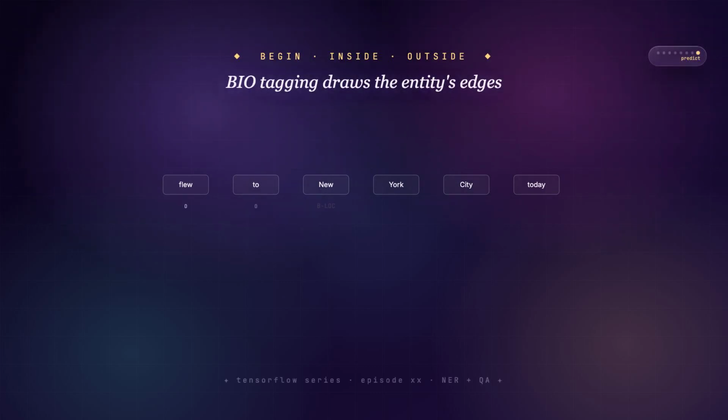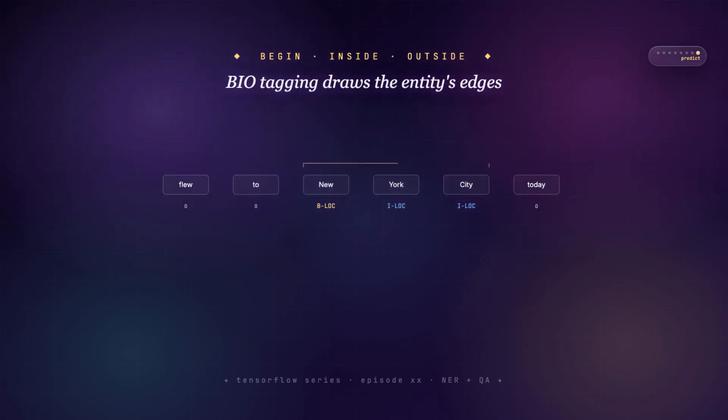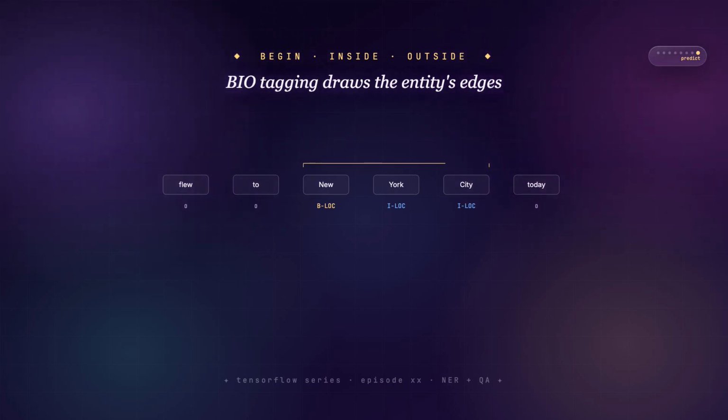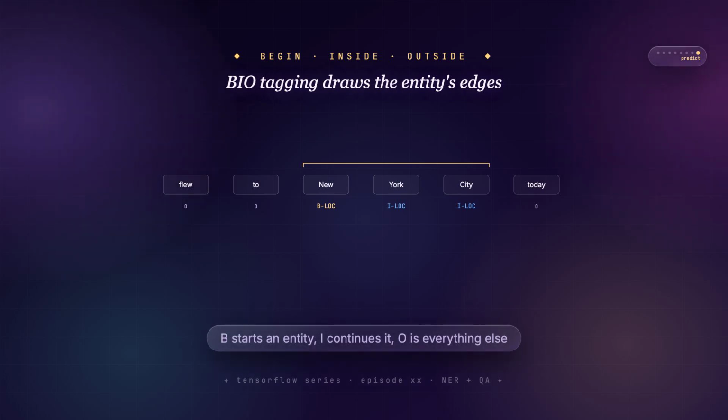But entities can be more than one word. New York City is one location made of 3 tokens, so we need a scheme to mark where an entity begins and where it continues. That scheme is called BIO tagging. B for begin, I for inside, O for outside. New is B-LOC, York is I-LOC, City is I-LOC, and the word "in" before it is just O. The tags themselves carry the boundaries.